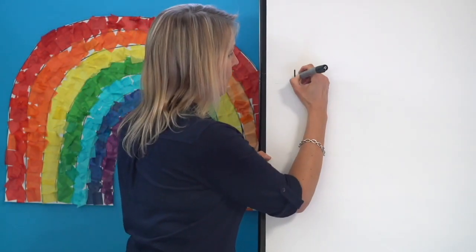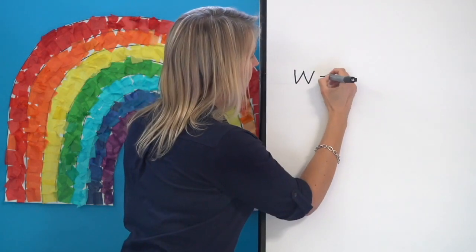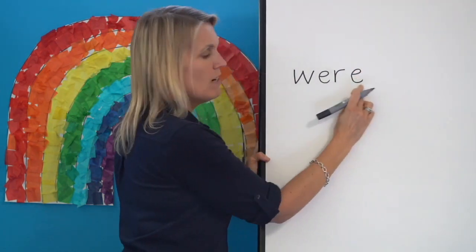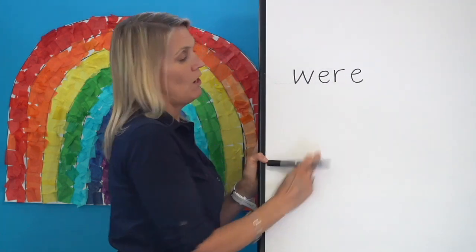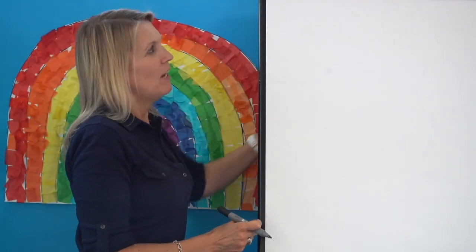Can you remember the tricky bit? First bit's easy. Next bit's tricky, remember? These 3 letters say were. Have a good look. Going to hide it. There we go, it's gone. Your turn. Say the word. Say the sounds. Write them down. Remember the tricky bit. The letters E, R, E, say were.